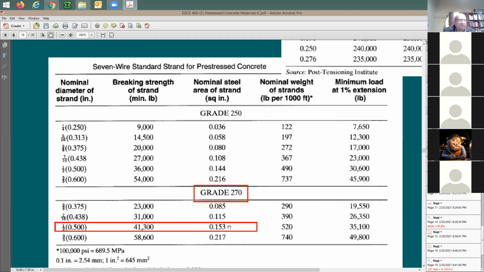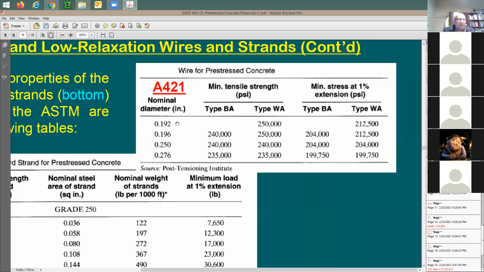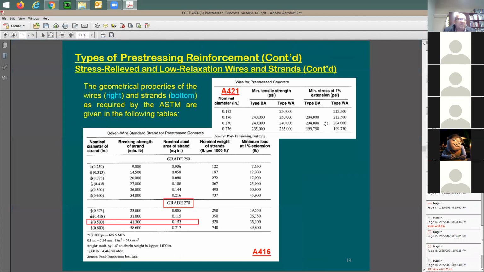You can also have in this table the weight per 1,000 feet and so forth. So you know the weight, not really critical to us. What we care about is going to be this value here, the 0.153 in our analysis. A421, not going to be using it a lot, but here's the size of the diameter of the wire, right? And look at the cross-section area of it. It's going to be very small, right?